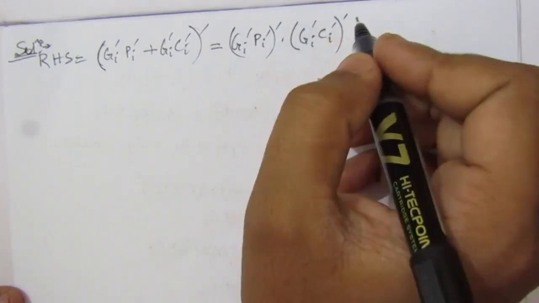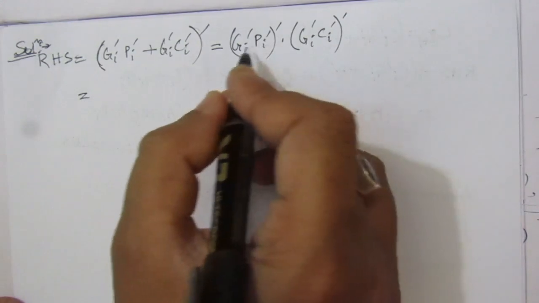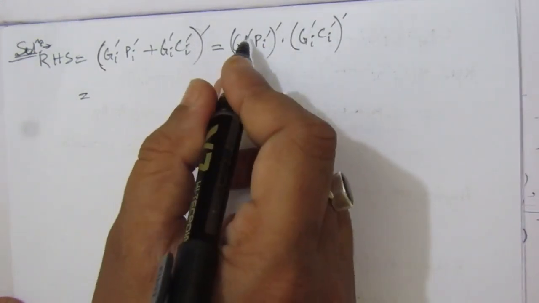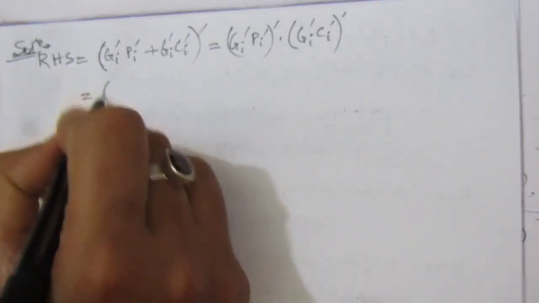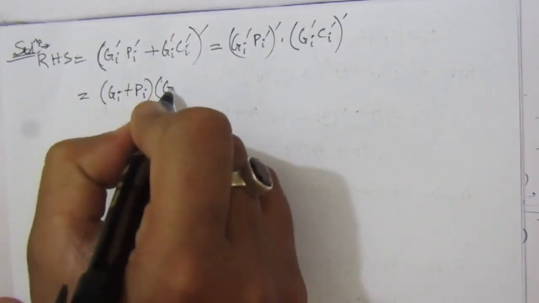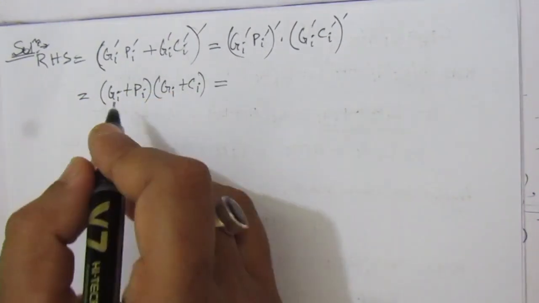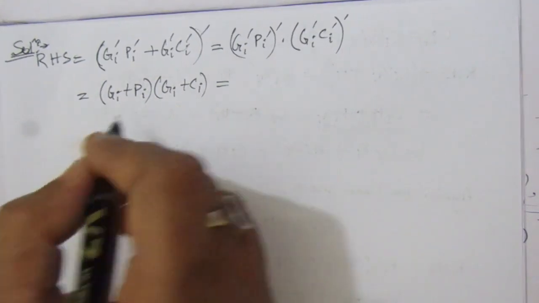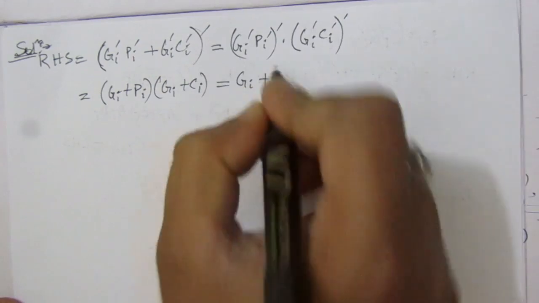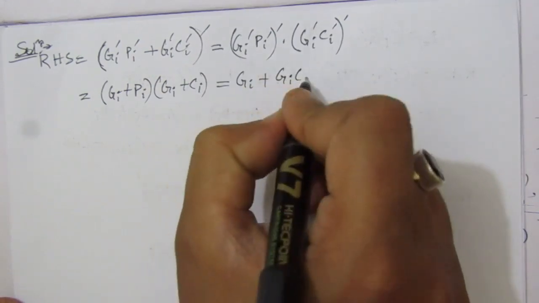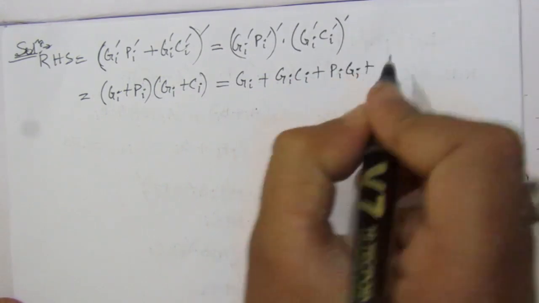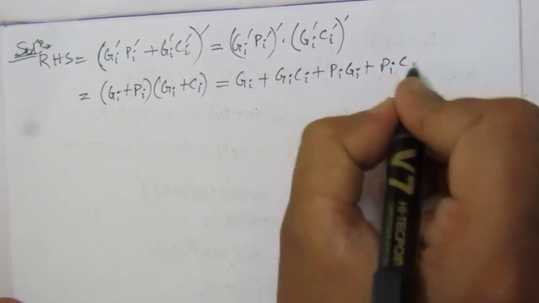Using De Morgan's theorem, and we have a complement here, so again we can use De Morgan's theorem. This is (AB) whole bar, so we can write it as A bar plus B bar. The double bars will cancel out. So we can write it as (Gi + Pi) whole into (Gi + Ci). Now let us expand this expression: Gi into Gi will give Gi plus Gi Ci plus Pi Gi plus Pi Ci.